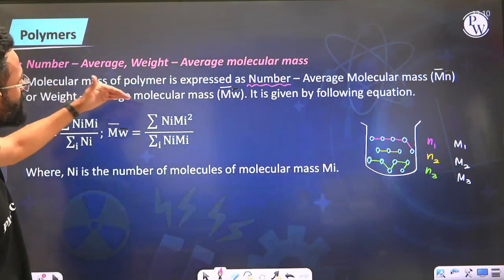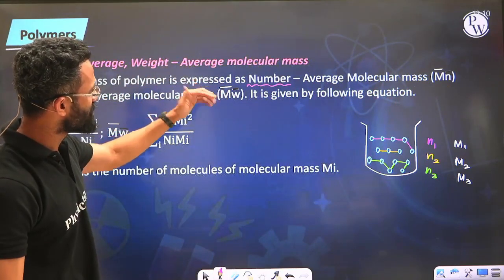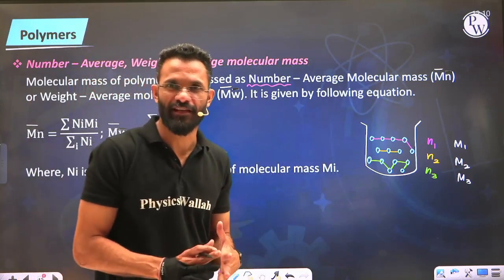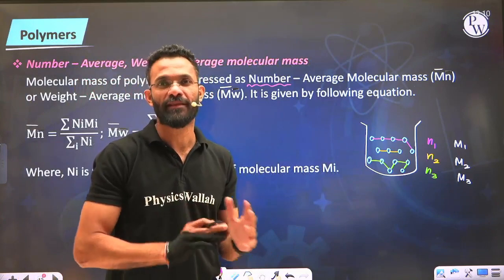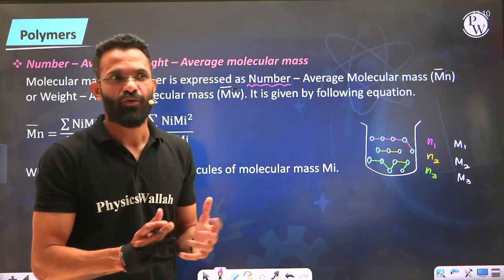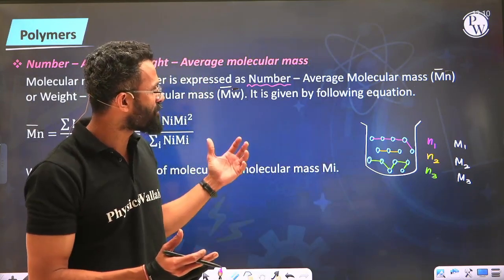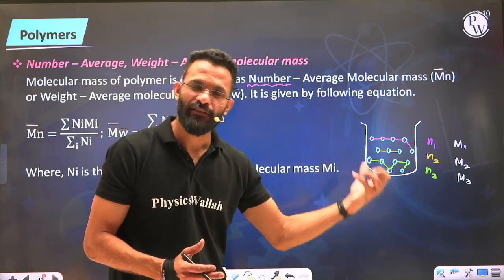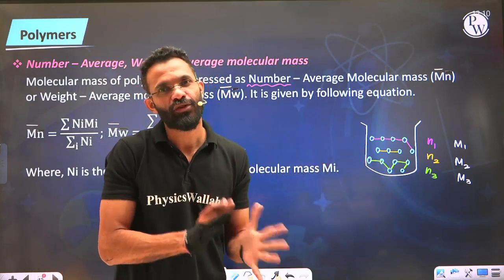whereas experimentally, weight average molecular mass, which we write as Mw, is found out by the light scattering experiment, which we don't really have to include in our syllabus. We don't study the experimental methods of calculating the weights. What we are interested in, if a molecular mass is given, is to understand why we use the term average molecular mass, and if any question comes in the exam, how we are going to solve those questions.